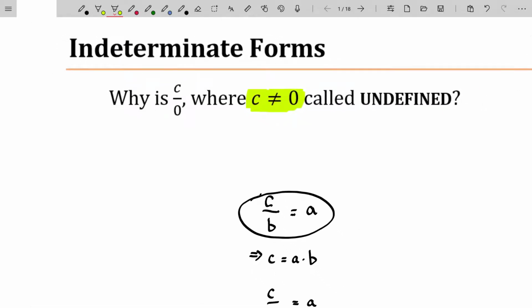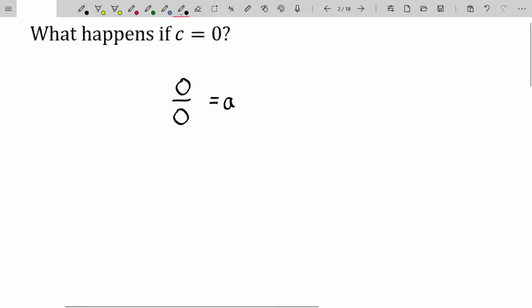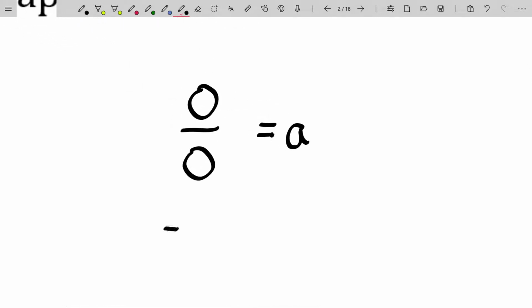Now, having that conversation before talking about indeterminate forms is important, because then we can have this conversation. Well, what if C is 0? In other words, what if we have 0 over 0 equaling some number A? And we want that number A to be some concrete number, like 1 or 5 or something like that. Well, by the definition of division, this implies that the numerator should equal A times the denominator.